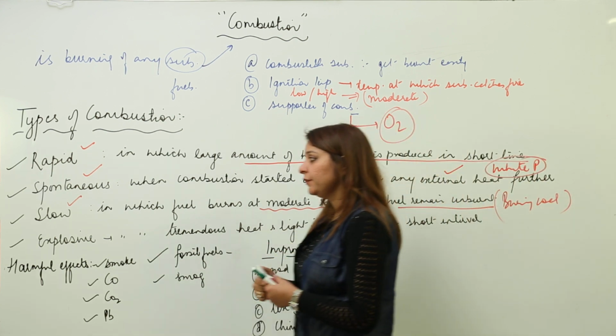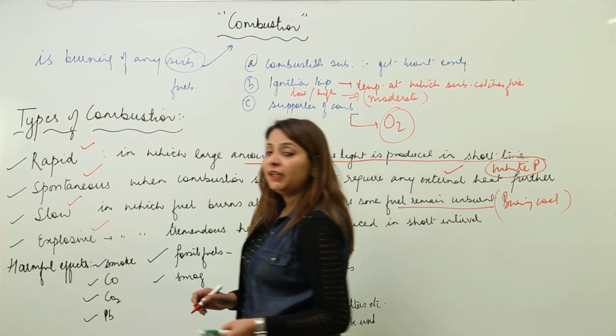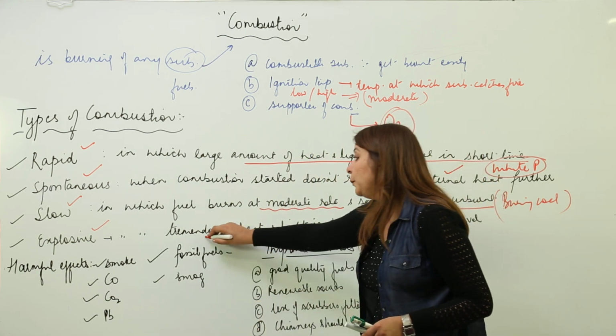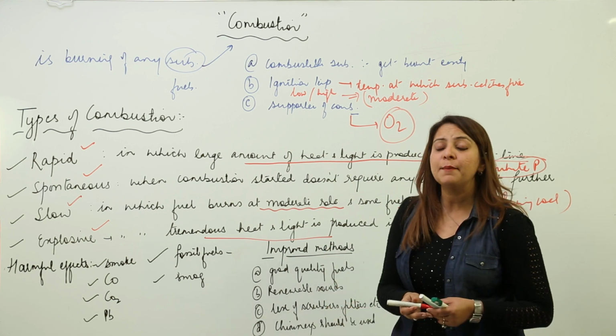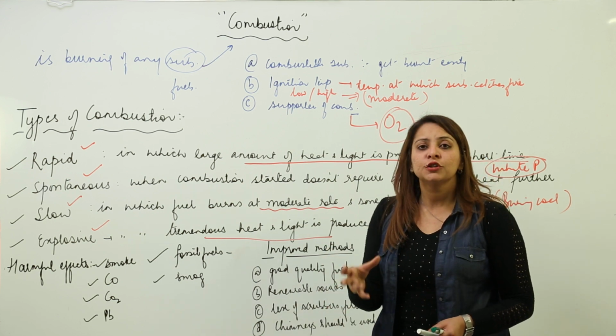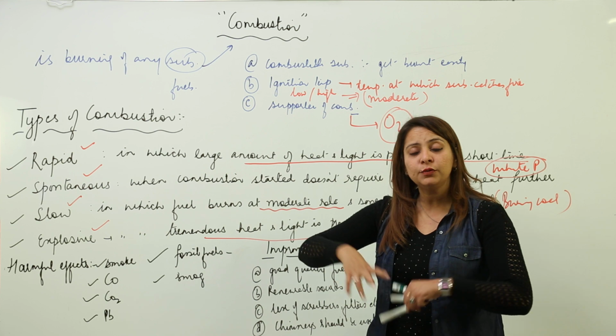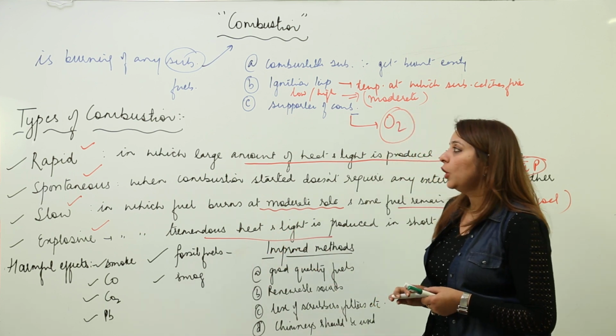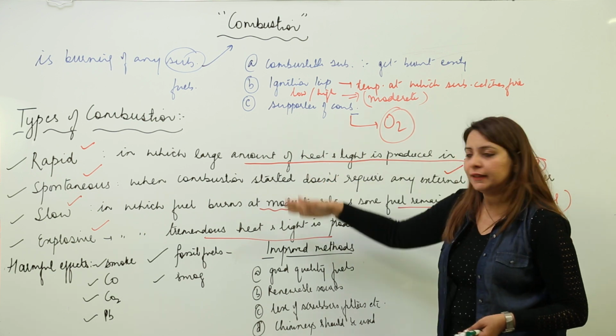Last is the explosive. As the name suggests, combustion is taking place at a very fast rate, and tremendous heat and light is produced. For example, when you are firing a cracker, whenever you light a cracker, that leads to an explosion, right? So that is explosive combustion. So this is all about combustion, the conditions and the types.